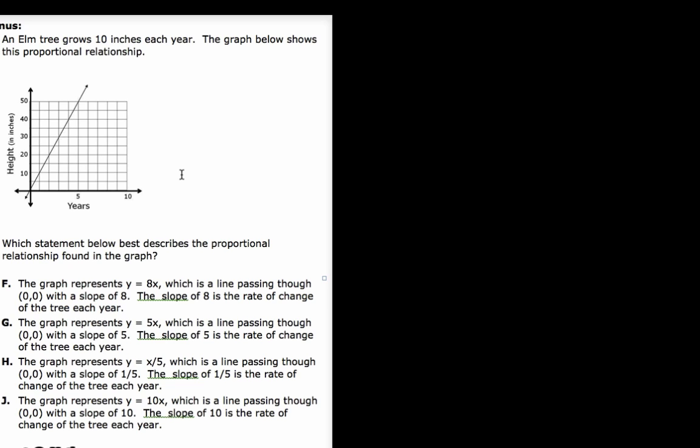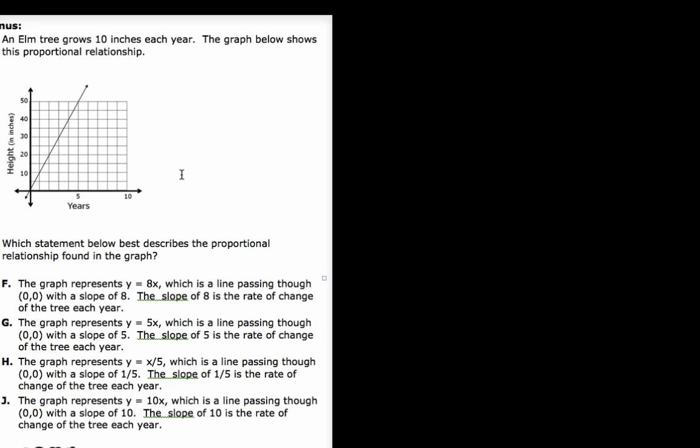So F, the graph represents y equals 8x, which is a line passing through 0, 0, with a slope of 8. The slope of 8 is the rate of change of the tree each year. G, the graph represents y equals 5x, which is a line passing through 0, 0, with a slope of 5. The slope of 5 is the rate of change of the tree each year. For H, the graph represents y equals x over 5, which is a line passing through 0, 0, with a slope of 1/5. The slope of 1/5 is the rate of change of the tree each year.